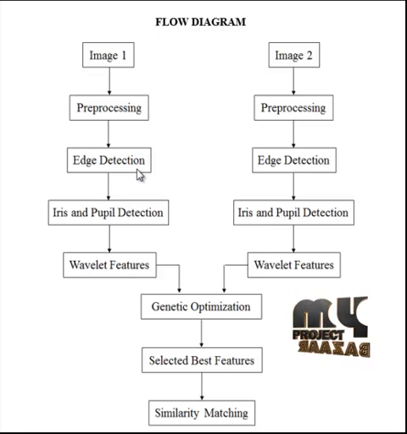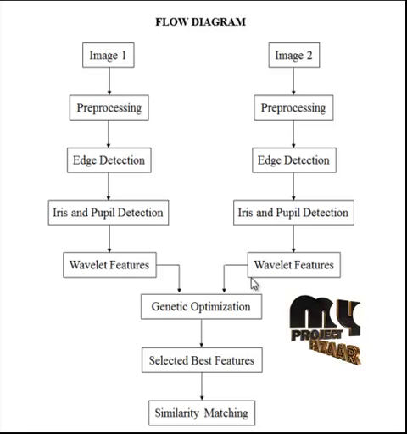After the pre-processing step comes the edge detection process. For the detection of the edge regions in the images, the Canny edge detection process is employed. The Canny edge detector is an edge detection operator that uses multi-stage levels to detect a wide range of edges in the images. It uses filters based on Gaussian filtering processes. After that, the iris and the pupil detection is done. For iris and pupil detection, the circular Hough transform is applied to the input images.